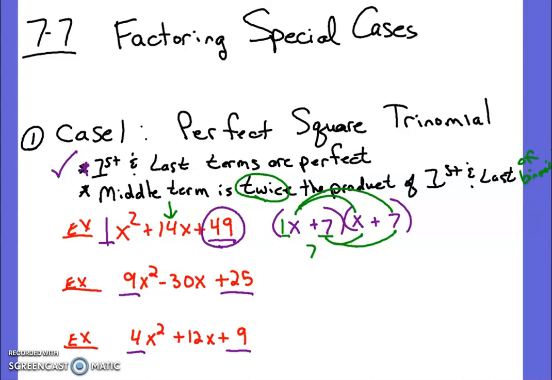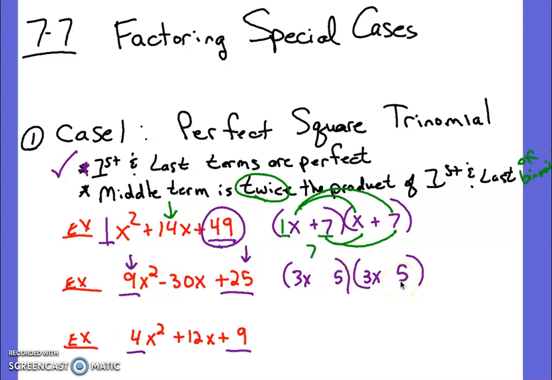So let's go to the next one. Do the same thing. We notice it's a trinomial. We notice that the first and the last terms are perfect. 3x will give me the 9x squared. And then the last term is 25. And the way to get that is 5 times 5.